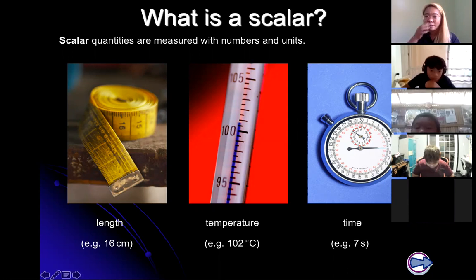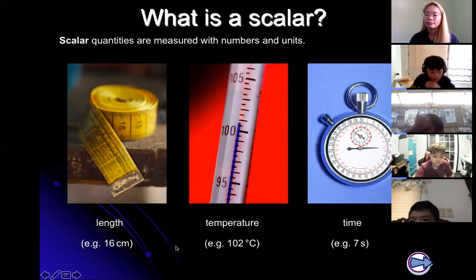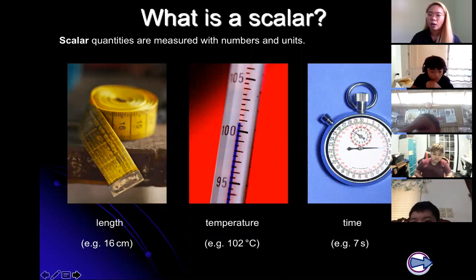So are we clear about scalar quantities? Give me a thumbs up if you have questions or if you have no questions. Okay, thank you very much. Now let's go to the next one.